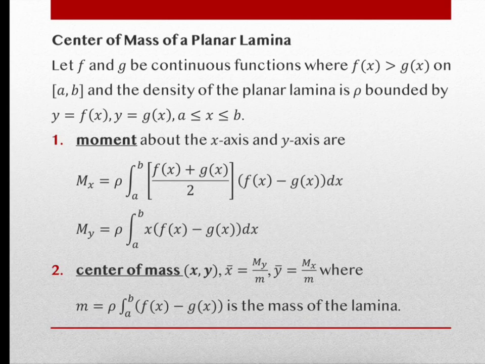Now, center of mass down here looks exactly the same as my previous slide, right? X bar is m sub y over m, y bar is m sub x over m. And then now I have that same formula for finding mass from the previous slide. So the formula for finding the mass, which is the same as the area, right? It's the area of my shape. This is going to be the integral from a to b of f of x minus g of x. And that should have a dx on the end of it. That's definitely left off. That should say dx.